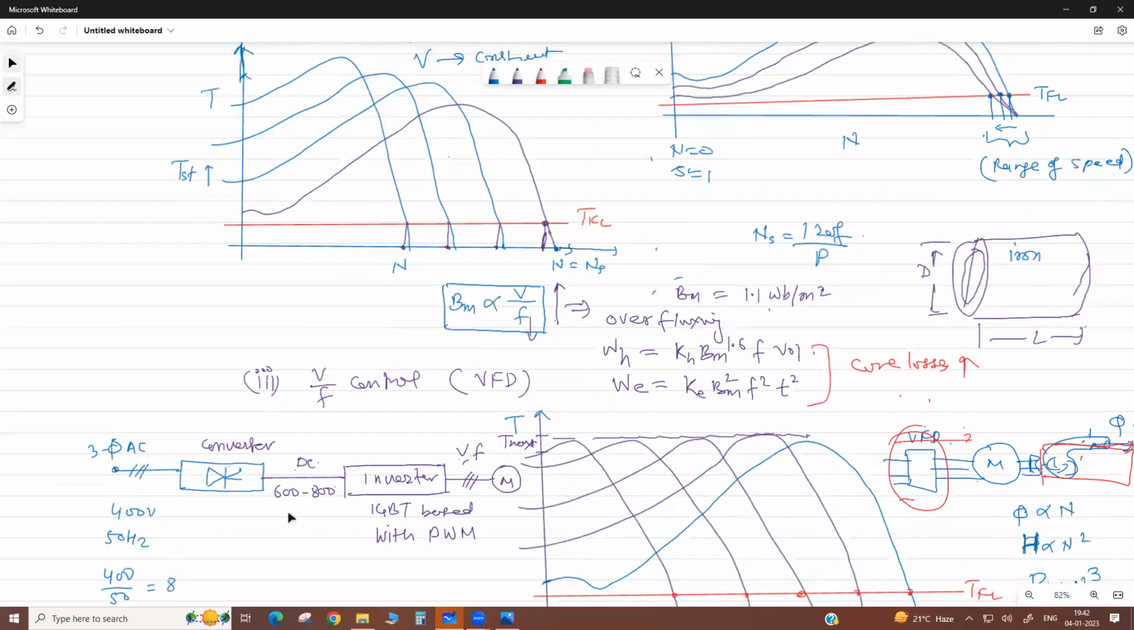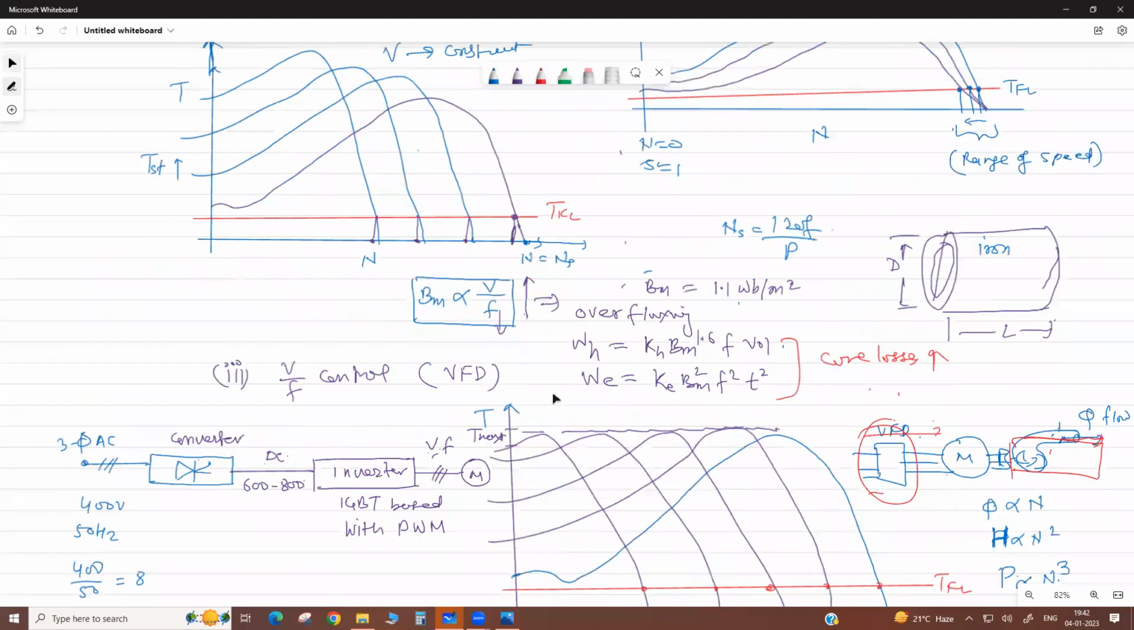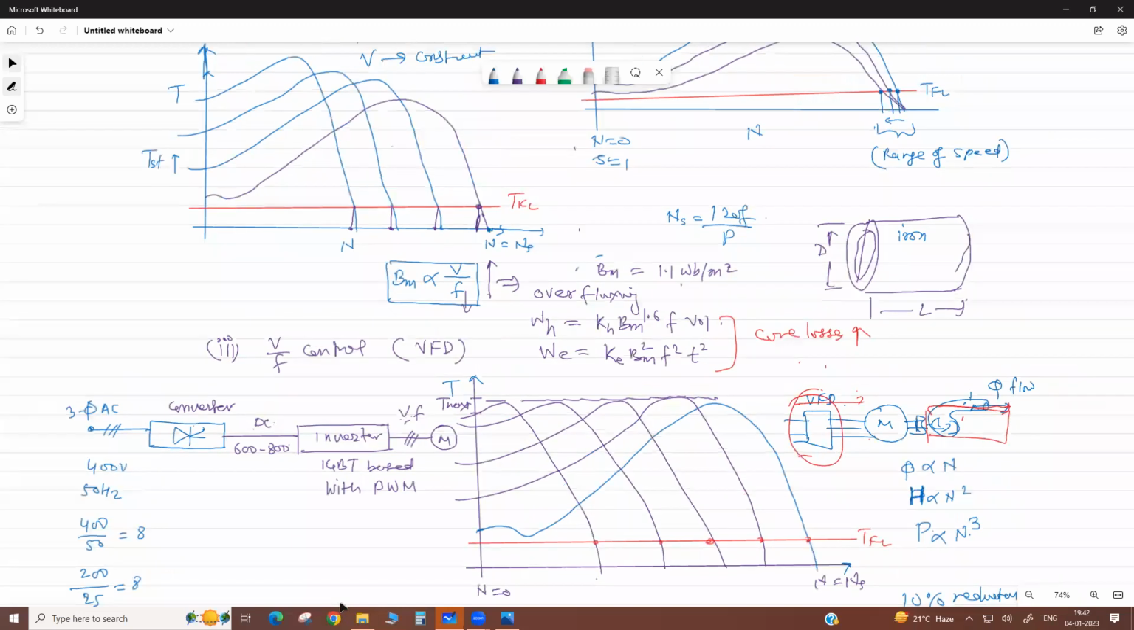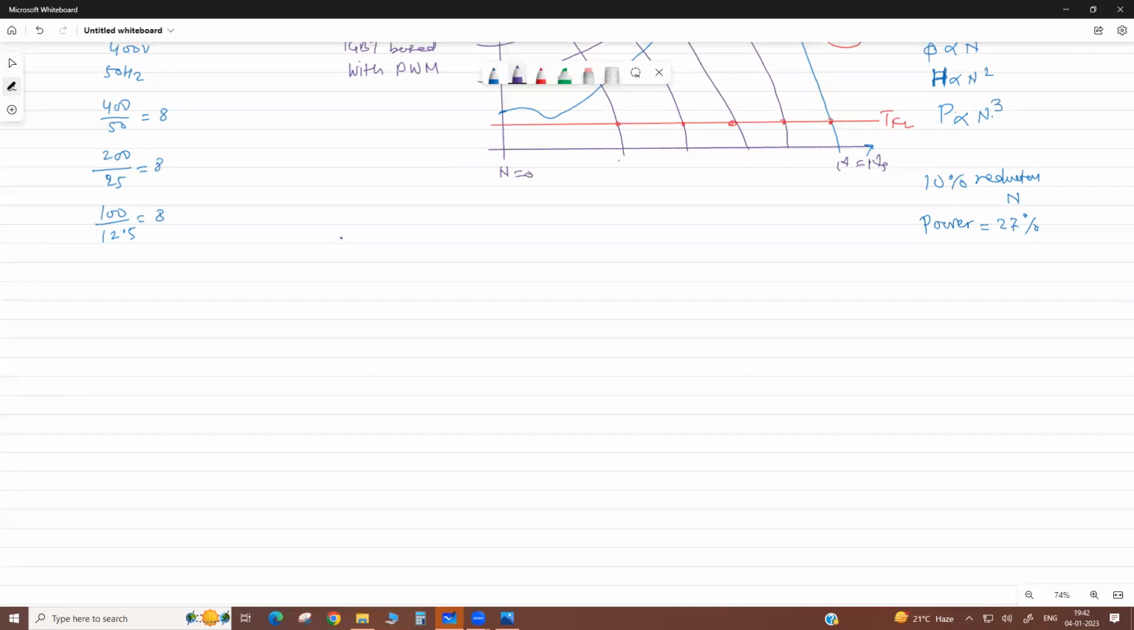Sometimes they ask you. So now you understand this in three things. Now there is a speed control also by rotor resistance, the fourth one. But it is applicable only to slip ring induction motor, wound rotor, where we can add the resistance in the rotor circuit.